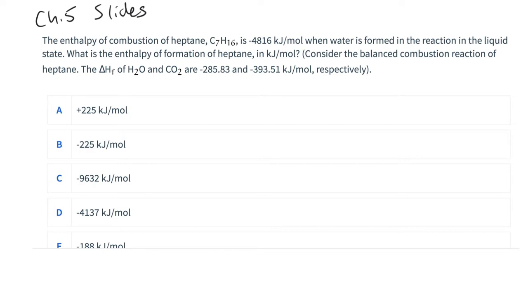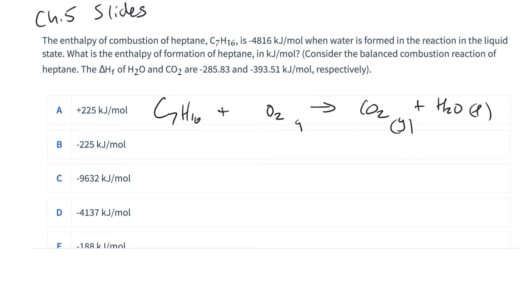And so for this particular problem here, we see the enthalpy of combustion of heptane is minus 4816 kJ per mole. That's when water is formed in the liquid state. So the first sentence, what we're supposed to take away from this information is that the combustion reaction from chapter 3 would be C7H16 plus O2 forming CO2 and water, specifically where water is a liquid. I think everything else we can understand the physical state of.